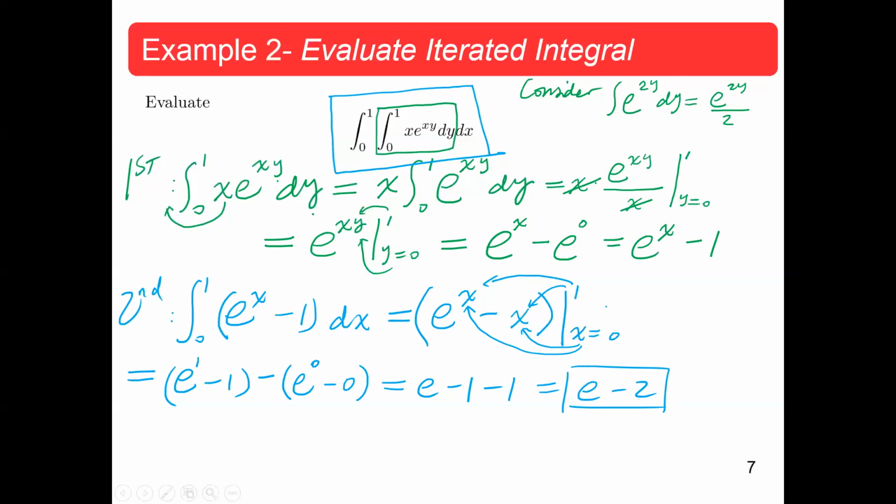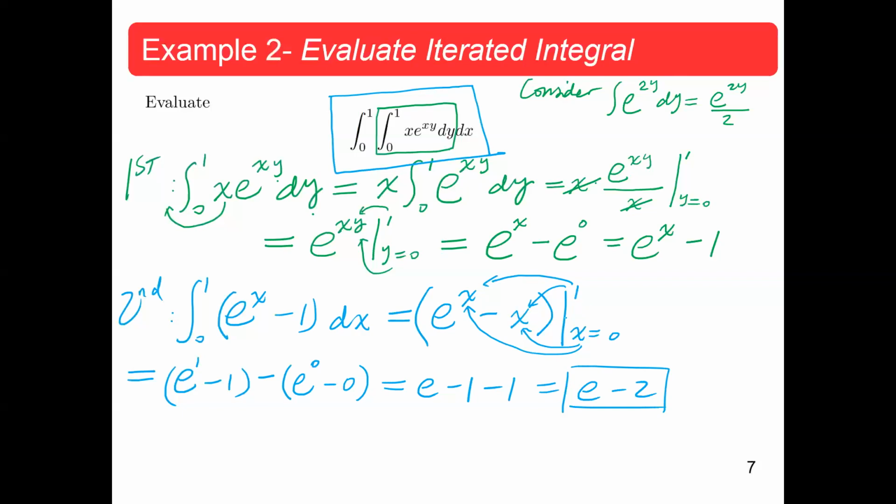Good so far? Okay. So in this case, we looked at the inner box, and we noticed that when y is treated as the variable, x is just a constant coefficient. This one, x could be pulled out, okay? And then you can just focus on e to the xy, find its antiderivative with respect to y. So you need to divide by x, and then do the evaluation.